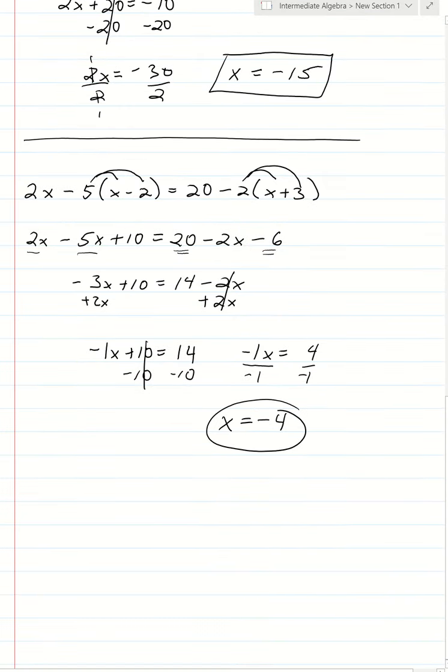Okay? So there we had to do a bit more work, particularly in step 1, where we had to not only use the distribution property, but we also had to, of course, combine like terms. Okay?